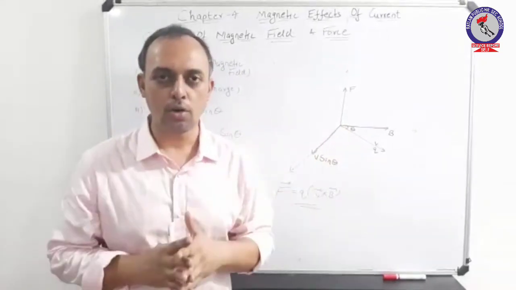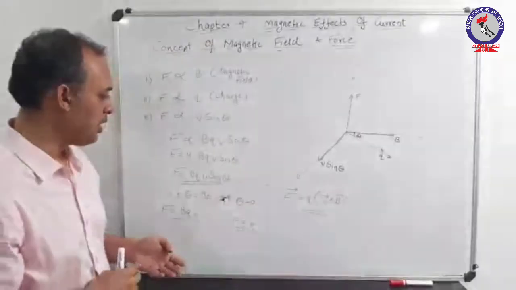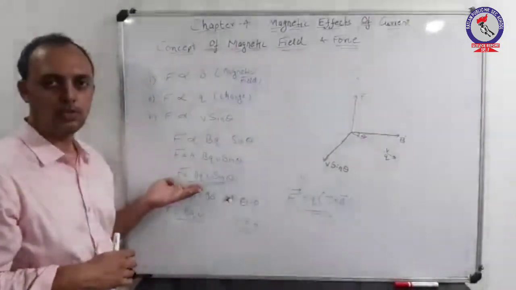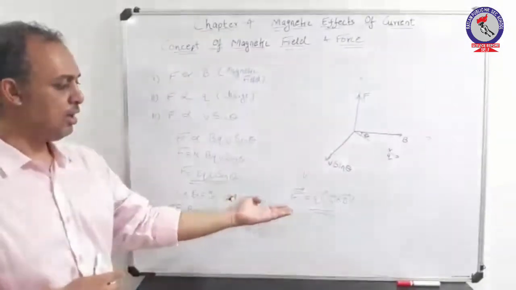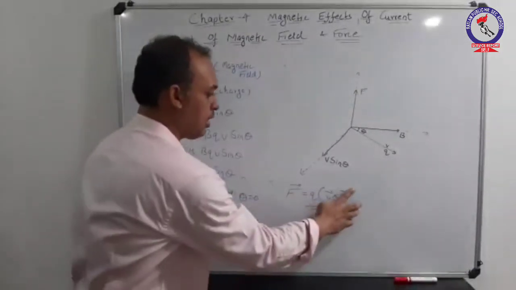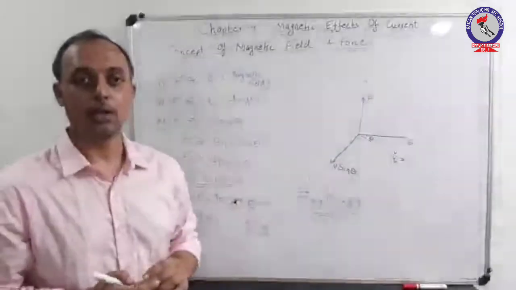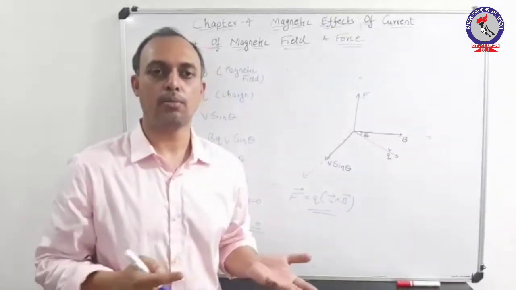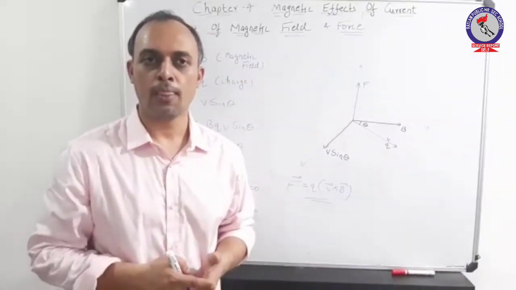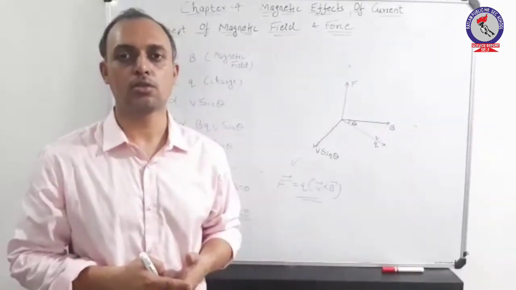So the magnitude of this force can be simply calculated by applying the expression Bqv sin theta, having a vector form as F equals Q v cross B, and the direction of this force can be calculated by applying Fleming's left hand rule. I hope you have understood this concept well.